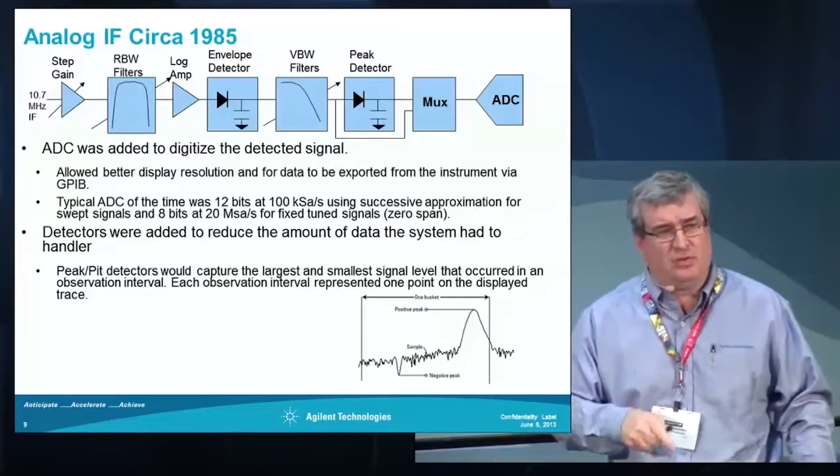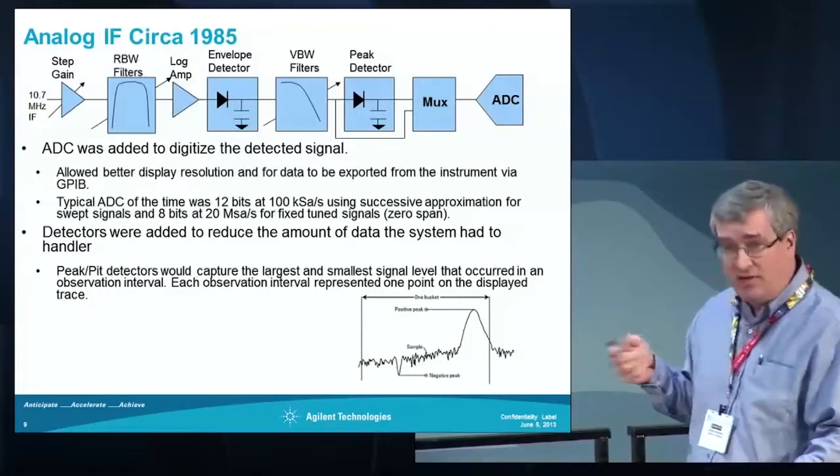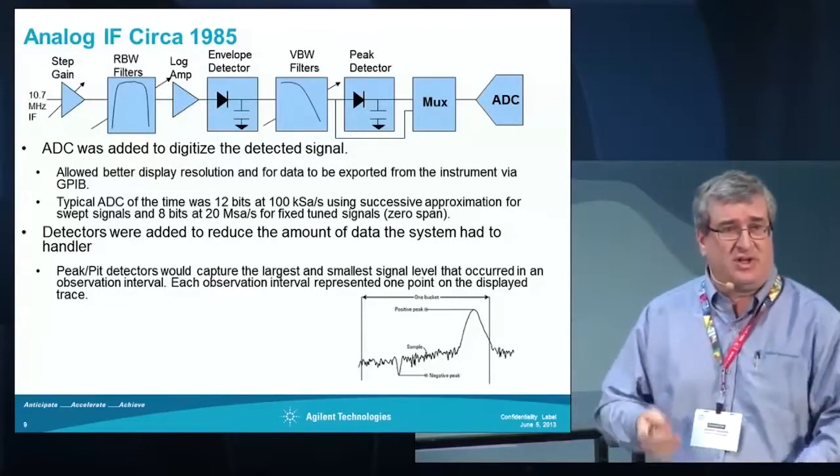In our previous design, we were directly driving the display. Now we have an ADC here, which gives us a lot of advantages in that we can now show more accurate data on the screen. We can do simple measurements by putting markers on the screen. We can send it out over GPIB.